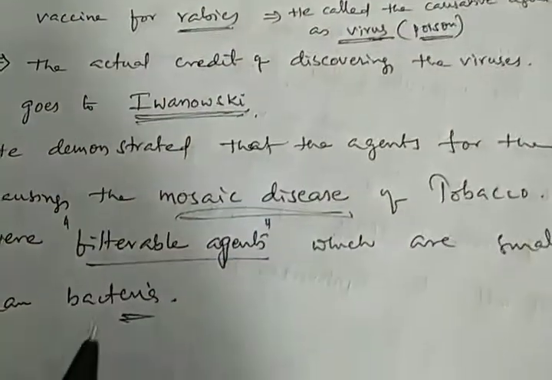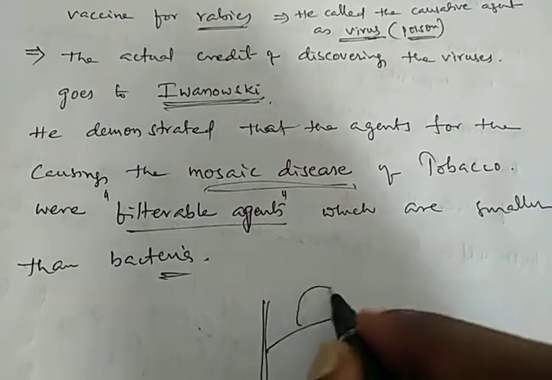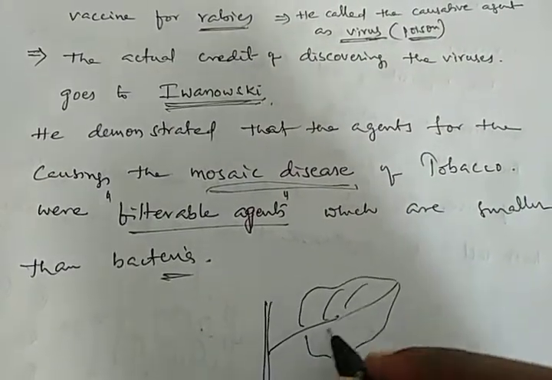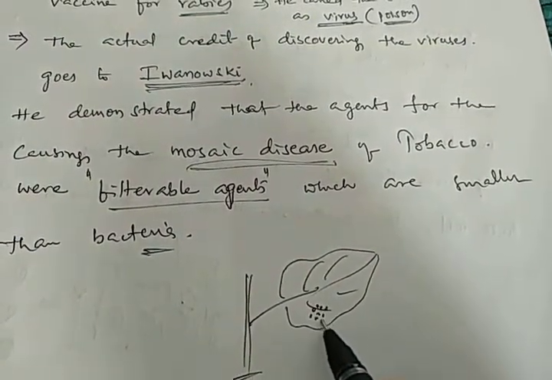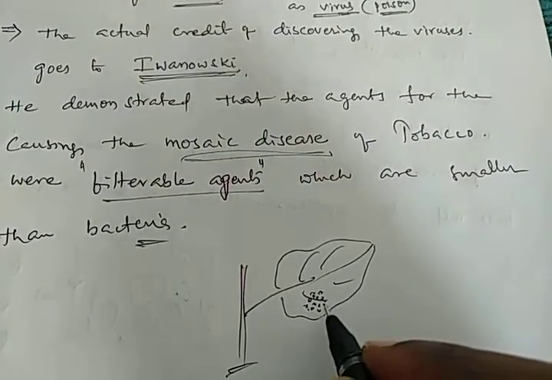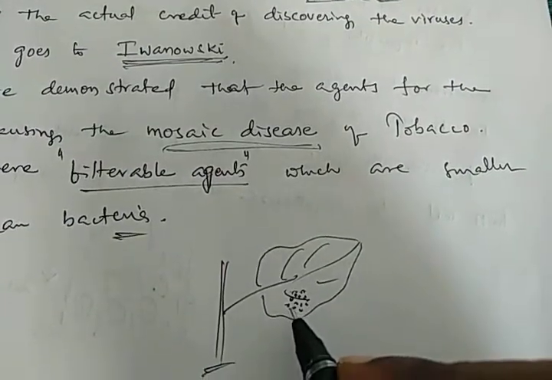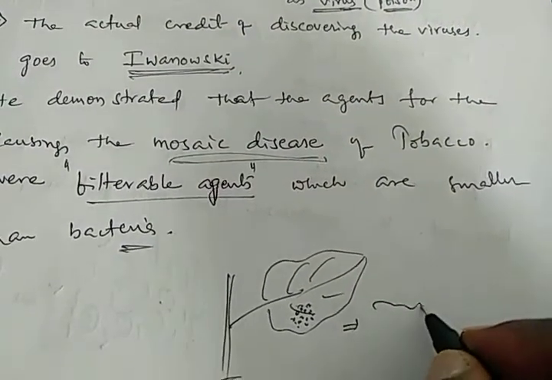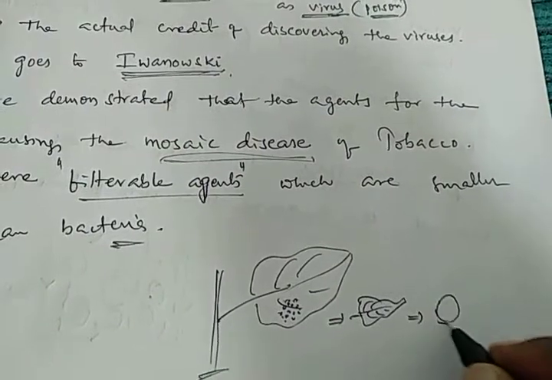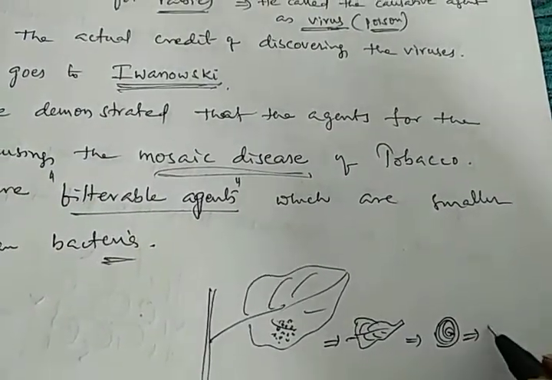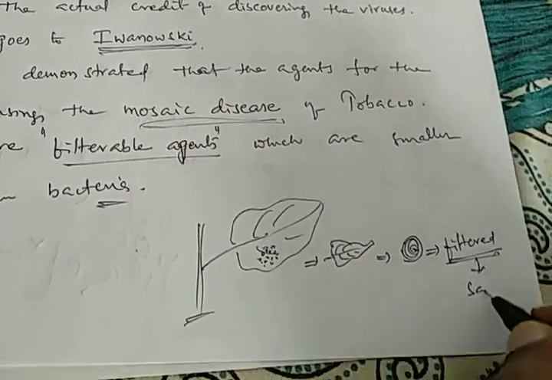Next, for this, Ivanovsky made an experiment. You take the tobacco plant. This is the disease-causing leaf. This disease is called tobacco mosaic disease. You take these diseased leaves, and he made a paste with the leaves and filtered it. After filtration he got sap.